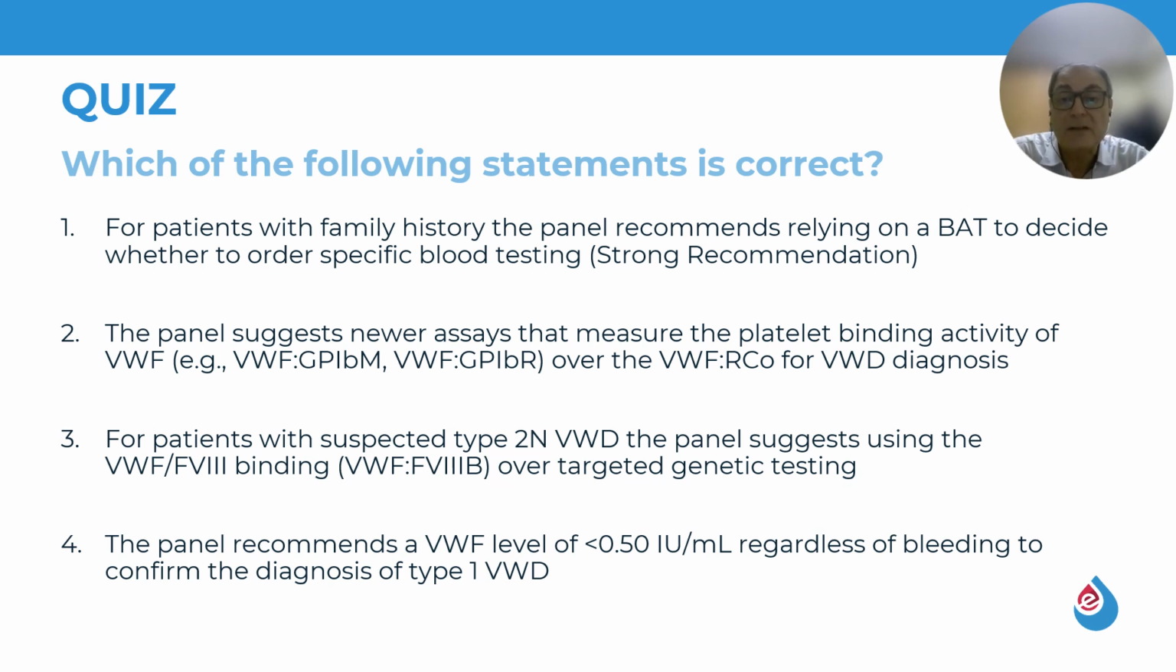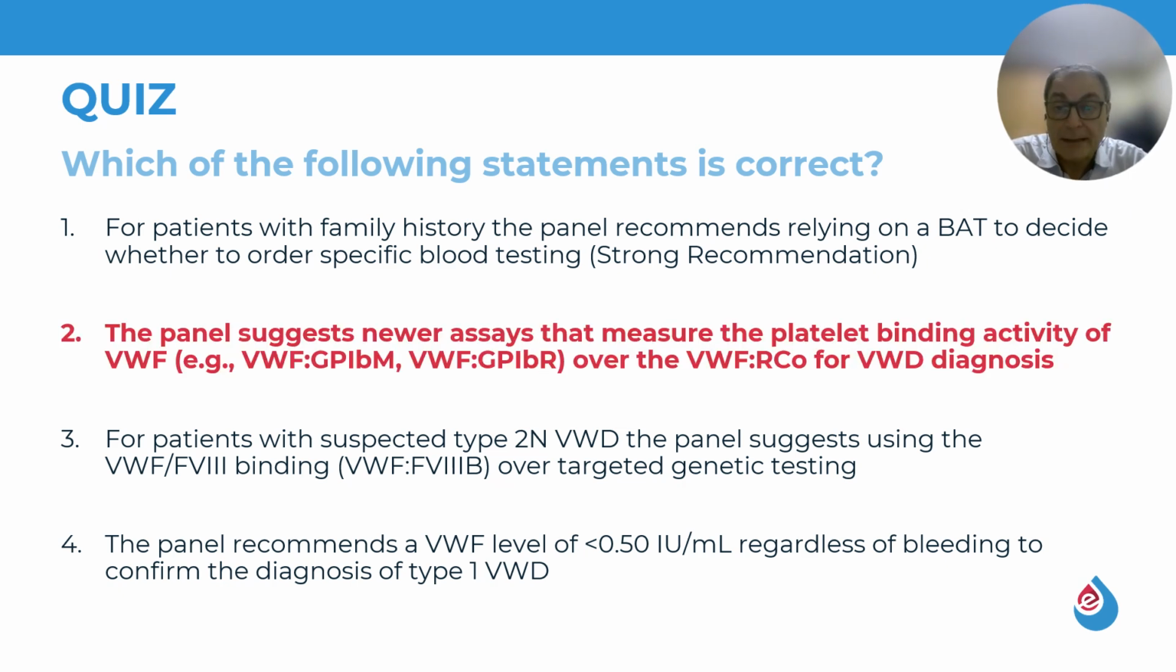Three: for patients with suspected type 2N von Willebrand disease, the panel suggests using the von Willebrand factor factor VIII binding over targeted genetic testing. And finally, four: the panel recommends a von Willebrand factor level of less than 50% regardless of bleeding to confirm the diagnosis of type 1 von Willebrand disease. The correct statement is number 2.